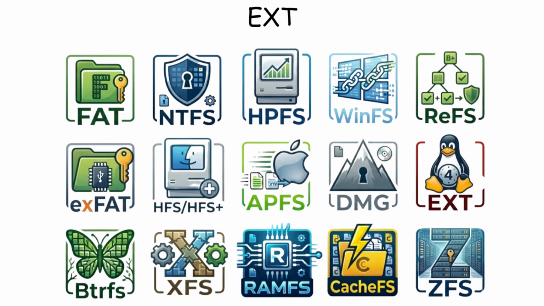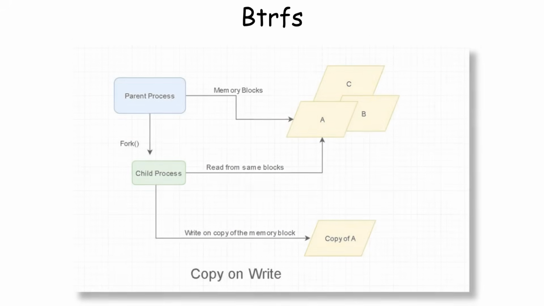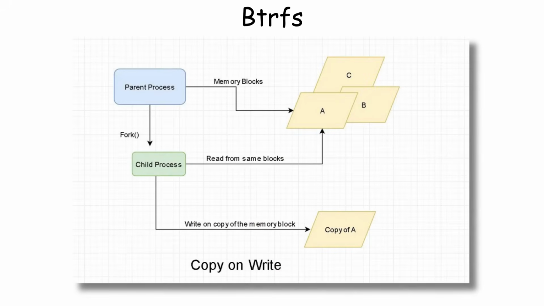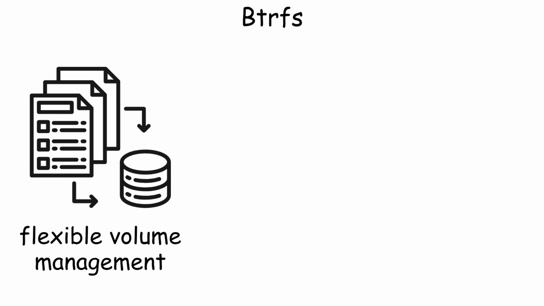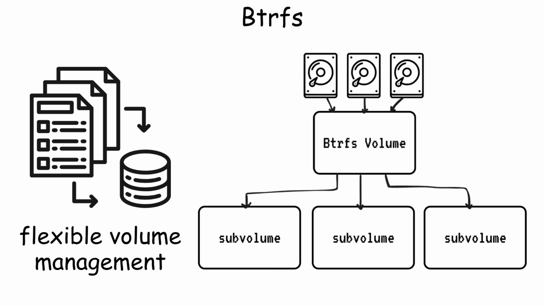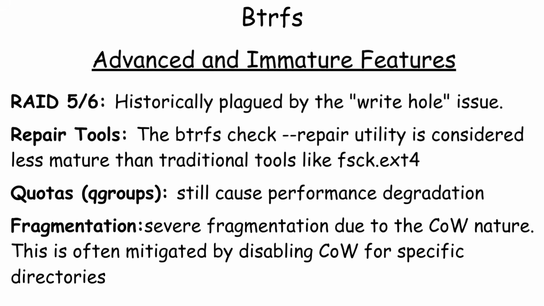One of these is Btrfs, or B-tree file system. Btrfs is a modern file system designed with a copy-on-write architecture, enabling features such as snapshots, data integrity checks, and flexible volume management. It includes capabilities like subvolumes, built-in RAID support, and compression. However, some advanced features have historically been considered less mature depending on the configuration and use case.